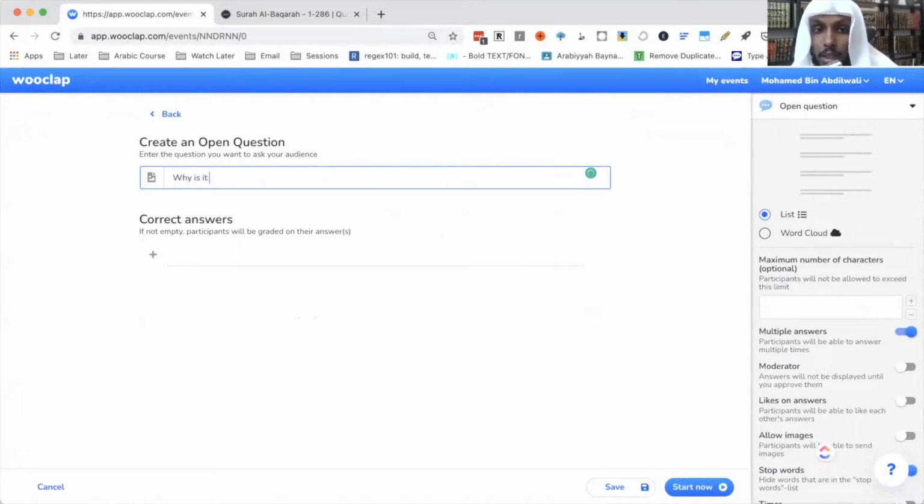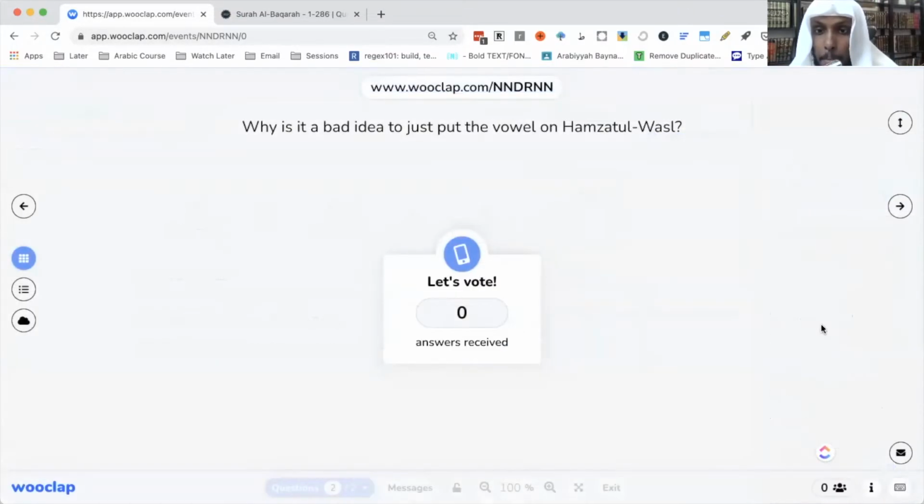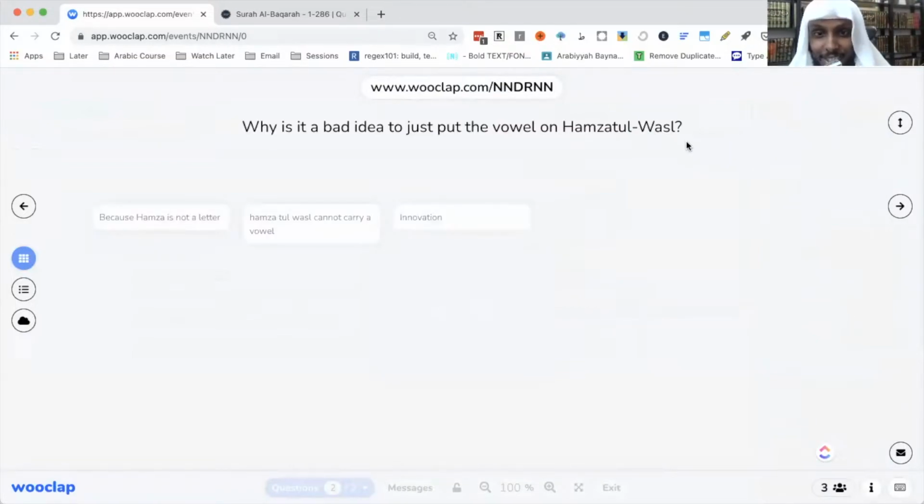Why is it a bad idea to just put the vowel on Hamzatul Wasl, like they do in the Indo-Pak version? It's a bad idea. Anybody know why? It kind of goes against the essence of Hamzatul Wasl to put a vowel on it. No, not innovation. Okay, one of you said innovation. No, there's no innovation involved here.